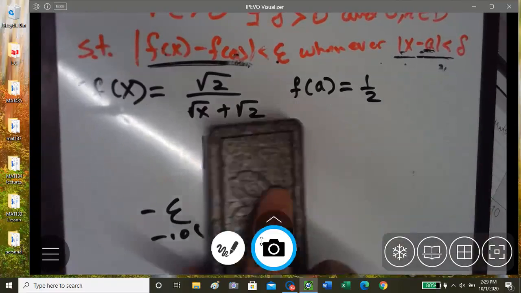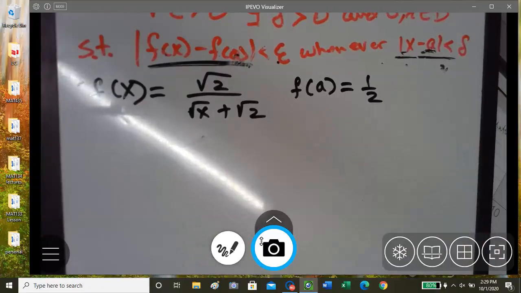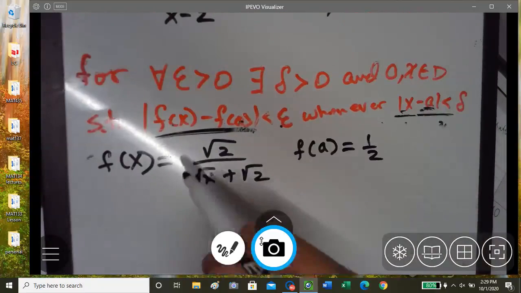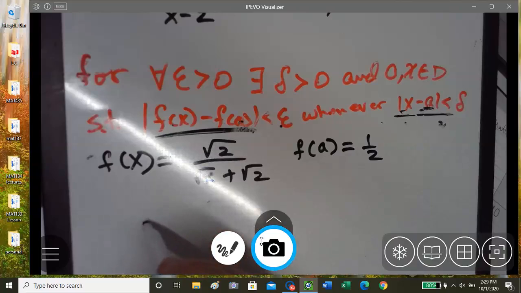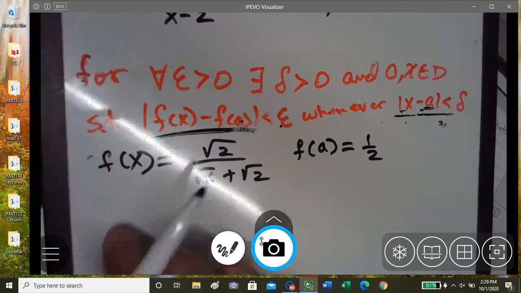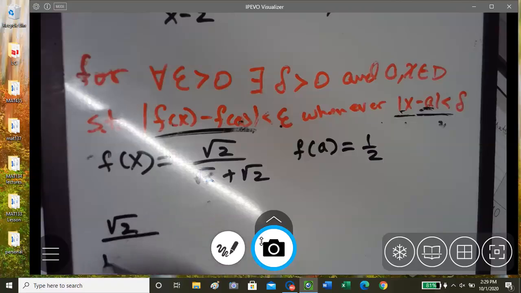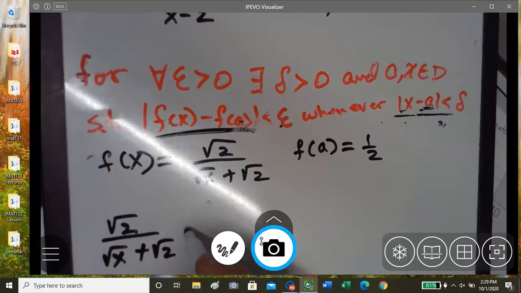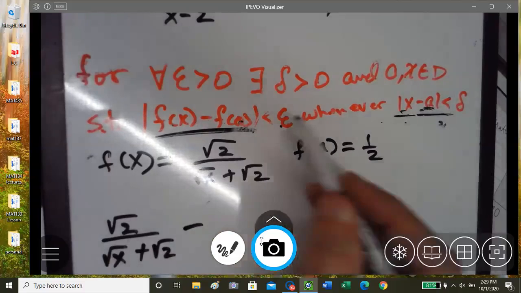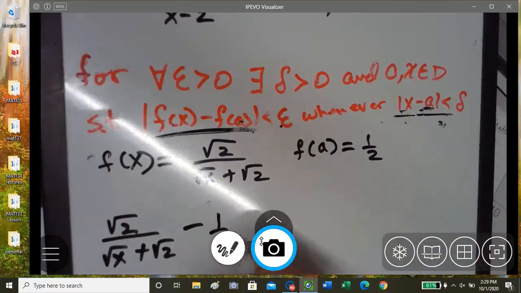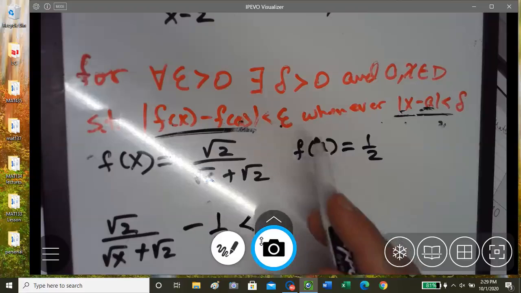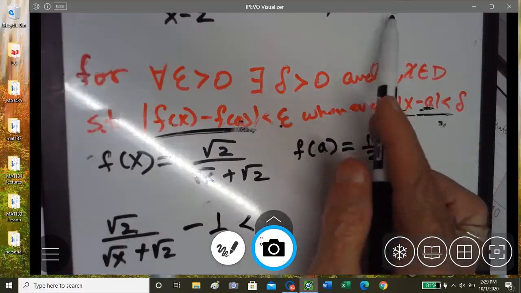Okay, so let's back up here. So we're going to put in the square root of 2 over the square root of x plus the square root of 2 minus f of a, which we said is 1/2, and that's less than epsilon, which we said was 0.01.